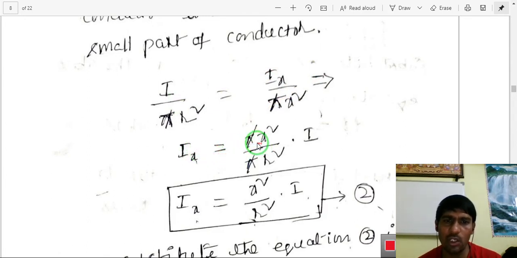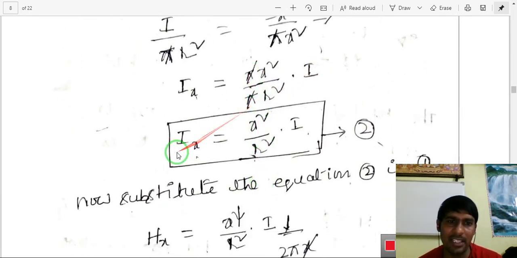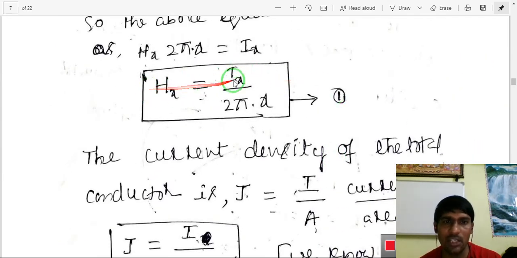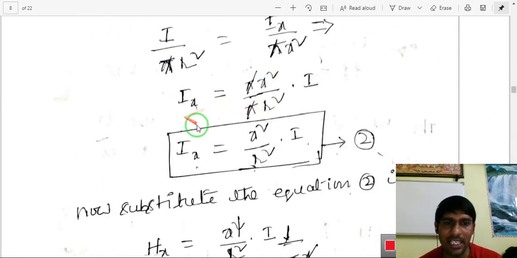So Ix equals πx² by πr² into I, where I equals the total current through the conductor. So π cancels. This equation can be written as Ix equals x² by r² into I. Let it be equation number 2. We already found equation 1, that is Hx equals Ix by 2πx. This is equation 1, and equation 2 is Ix equals x² by r² into I.